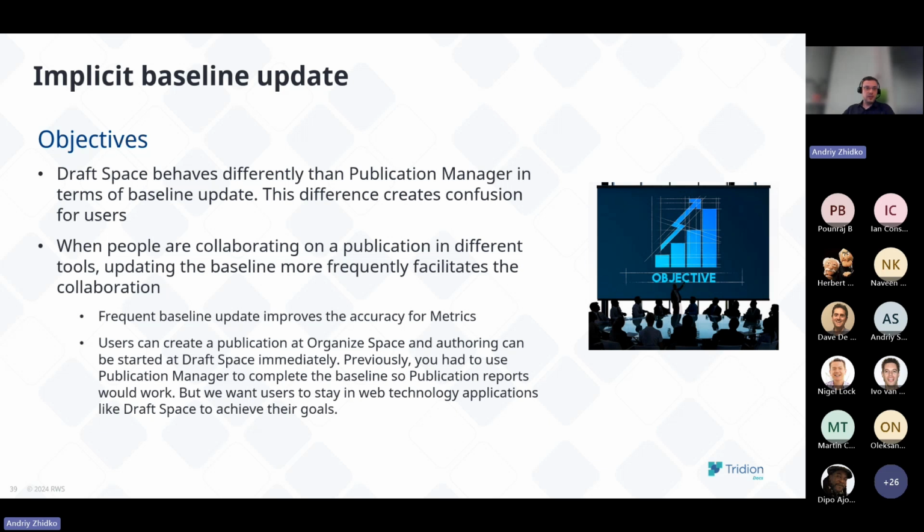So users can create a publication in organize space and start authoring that publication in draft space immediately. But previously, you had to use Publication Manager to complete the baseline so publication reports would work for that publication. But we want users to stay in web technology applications like draft space and give them the possibility to achieve their goals in the draft space.